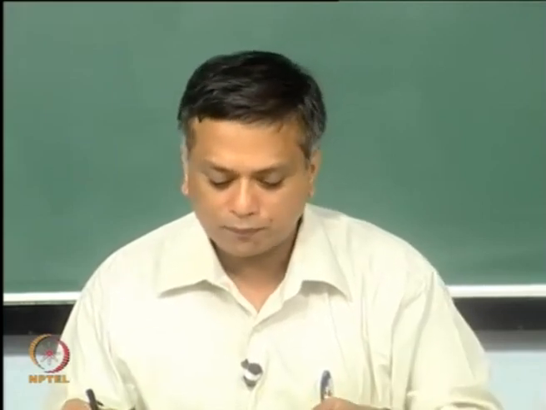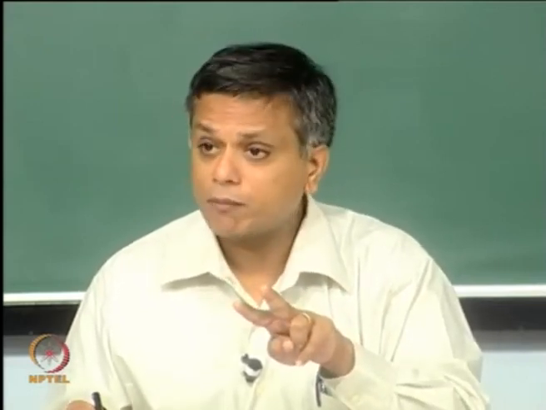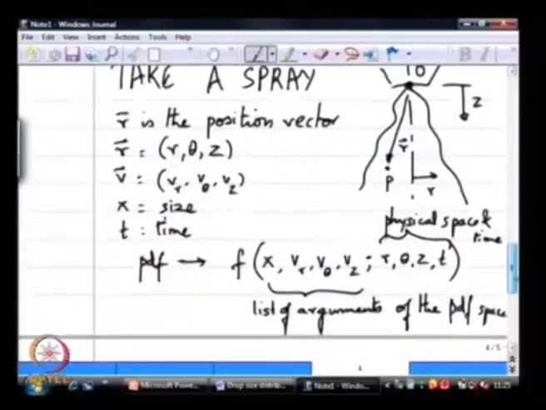Just to set, we started to talk of f of x comma v as a probability density function in this 2 parameter space. What we really should be looking at is a probability density function in the 4 parameter space of x, v r, v theta, v z that itself varies as a function of r, theta, z and time.